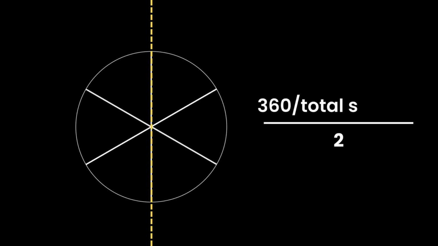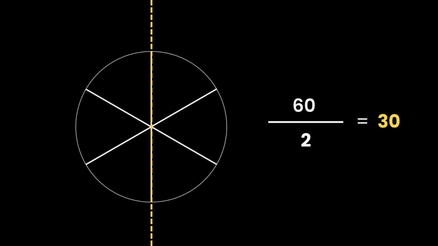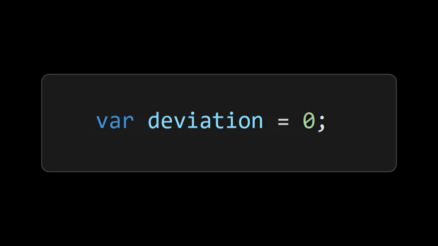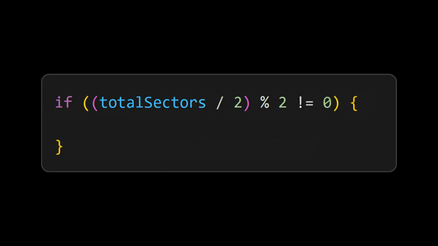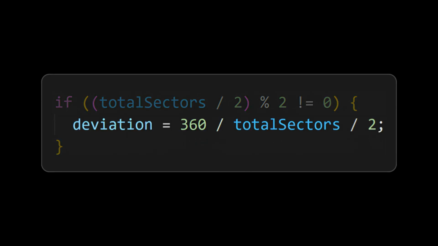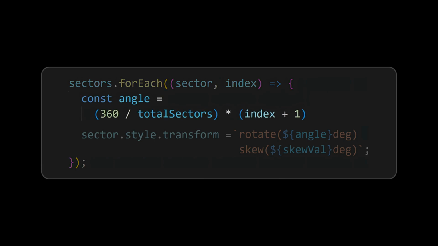In such cases, we need to rotate the menu by exactly half the value of 360 divided by total sectors, which in this case is 60 divided by 2, which is 30. So initialize a variable called deviation, and if total sectors divided by 2 is odd, then set deviation equal to half of the value of 360 divided by total sectors, and finally subtract the deviation value from the angle.